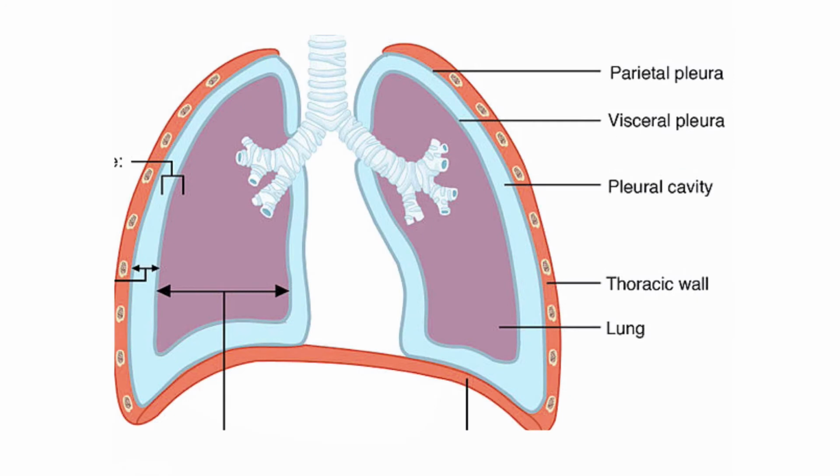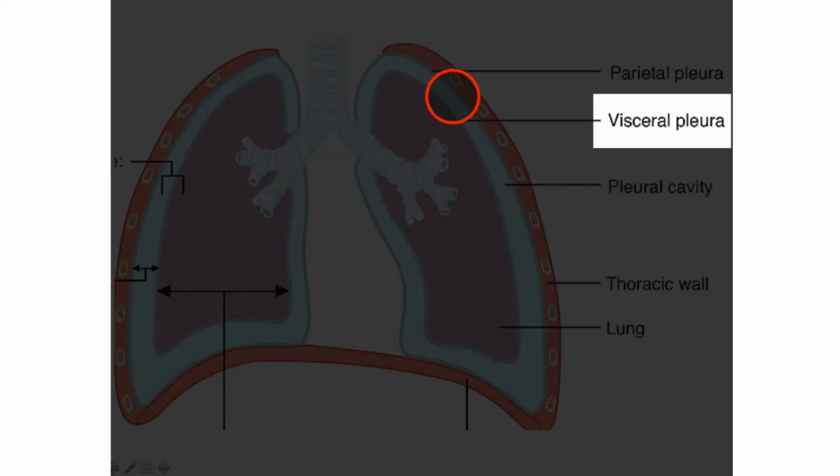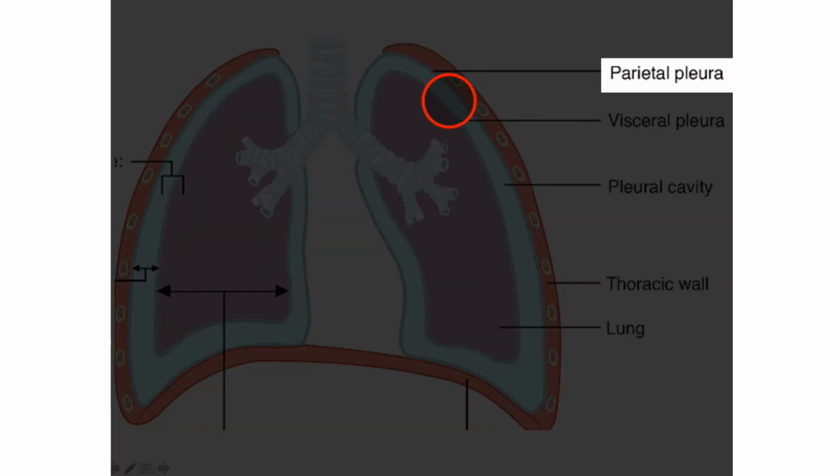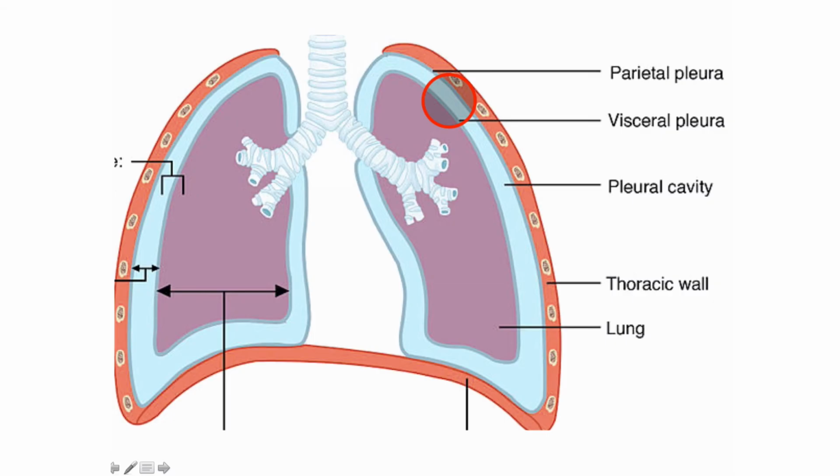Here we have the lungs. In purple are the lungs, and we have the serous membranes around the lungs. Directly adhering to the lung is the visceral pleura. On the outside is the parietal pleura. Between the two is the pleural cavity filled with pleural fluid.